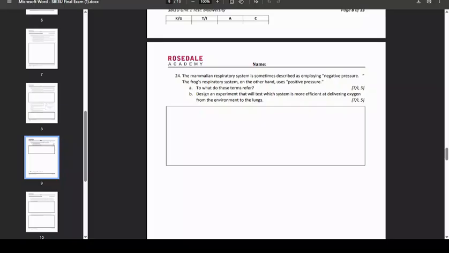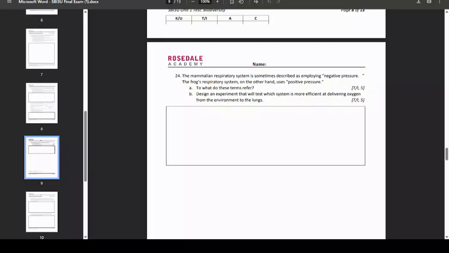Either we can say the negative pressure system is more efficient, or the positive system is more efficient. So I'm going to go ahead and say the negative system is more efficient. Why? And how can I determine this? Well, first I will have to use two sealed containers, I guess. One will contain some sort of mammal lung connected to a diaphragm, and one with the frog lung, which will also be connected to a pump.